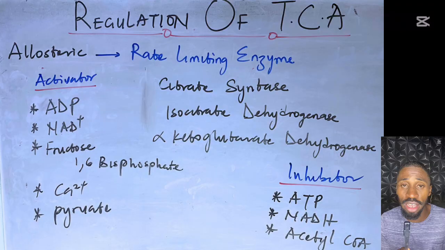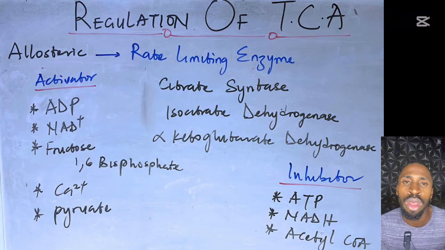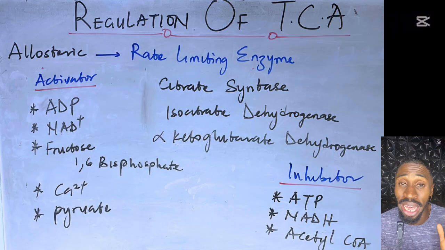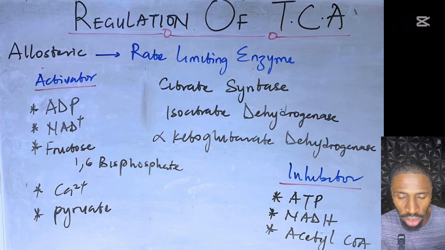Now if you want to allosterically inhibit it, what happens? We will be inhibiting the key enzyme, which is citrate synthase. We'll be inhibiting the next one, which is the irreversible reactions, step 1, step 3, and step 4: citrate synthase, isocitrate dehydrogenase, and the α-ketoglutarate dehydrogenase complex. All of them basically can be inhibited by ATP and NADH.